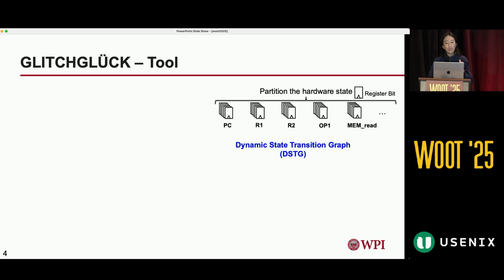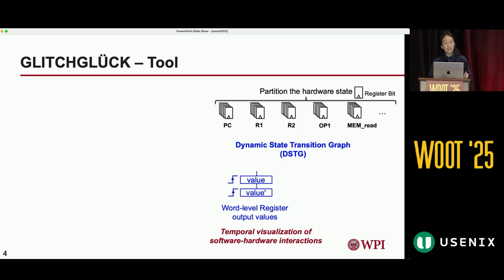Then we will use these register values to construct something called a dynamic state transition graph. This is a novel data structure that lets you have a temporal visualization of the software-hardware interactions. Unlike static data structures like assembly or RTL, Verilog, we'll be able to have a more interactive data structure. And how exactly do we do that? Very simple. We just document every single word level register output value, and these values are presented in hexadecimal inside of the nodes of the DSTG.